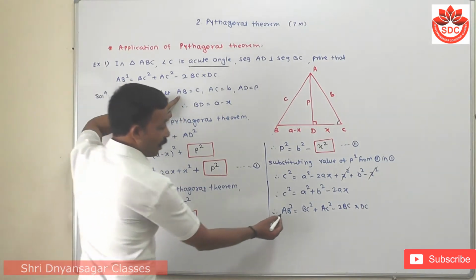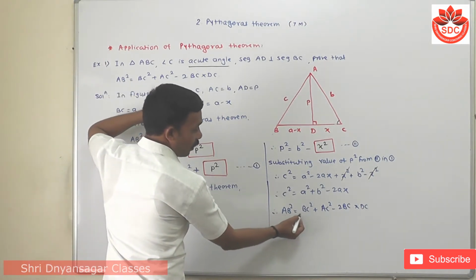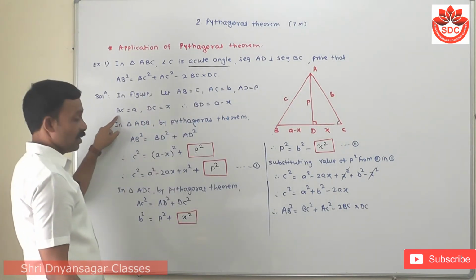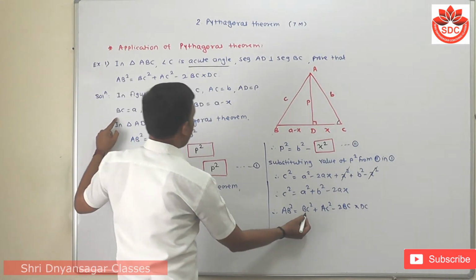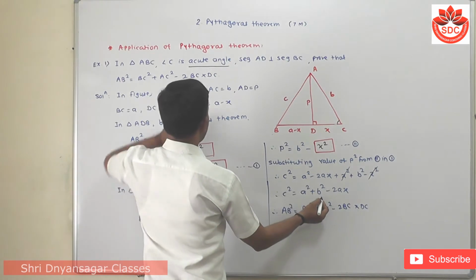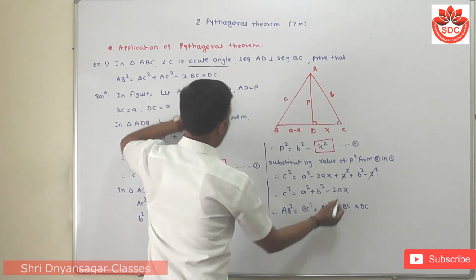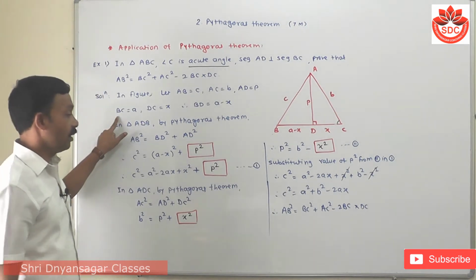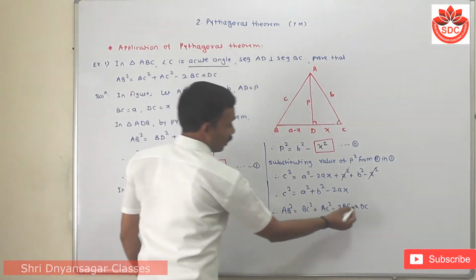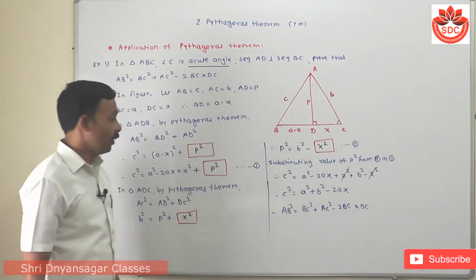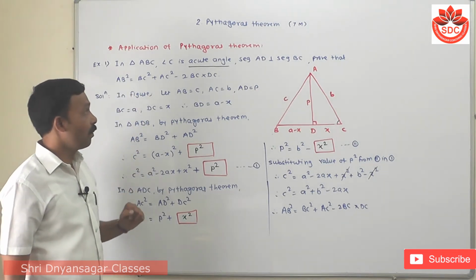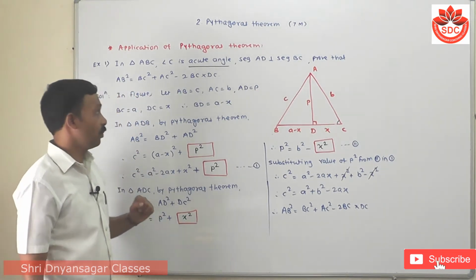So here we write AB square is equal to BC square plus AC square minus twice BC into X, and X is how much? DC. This is our first application of Pythagoras theorem. We have to prove it.